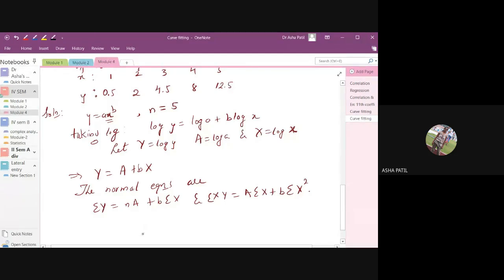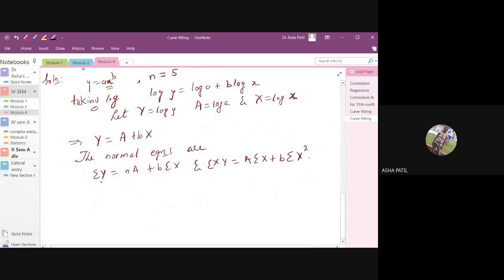Put the table. You know what all you need. You want capital Y, summation of capital Y, summation of capital X, summation of capital XY, then summation of capital X square. First we'll have X, Y, then capital X is equal to log x, capital Y is equal to log y, and then we want X into Y and X square. Fill the values in the table.